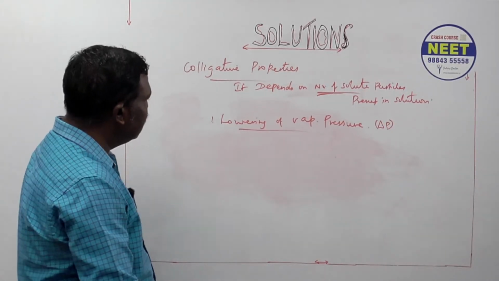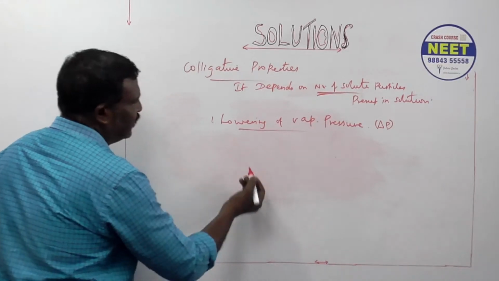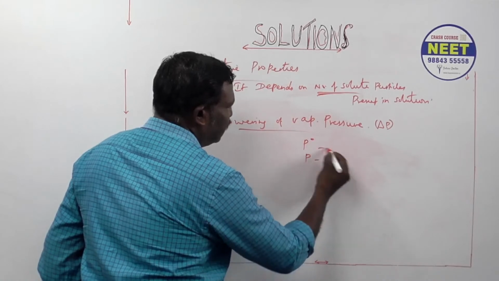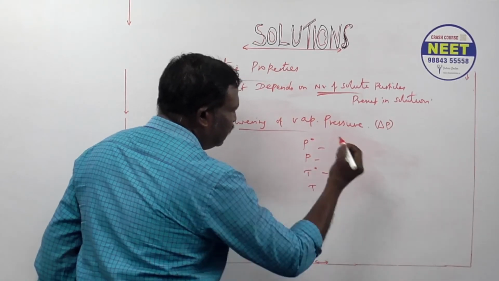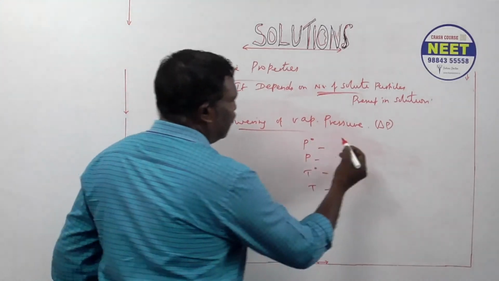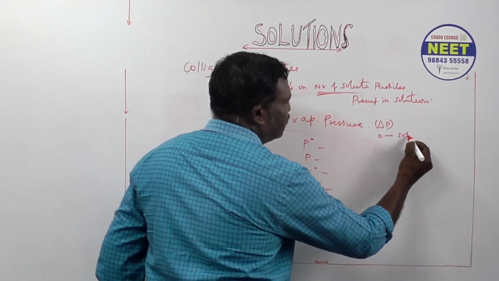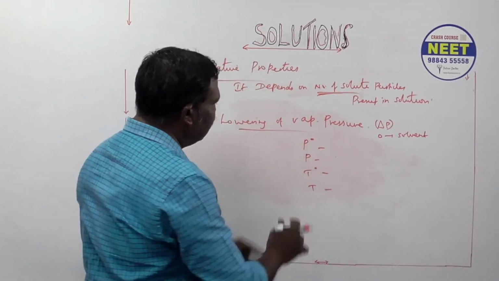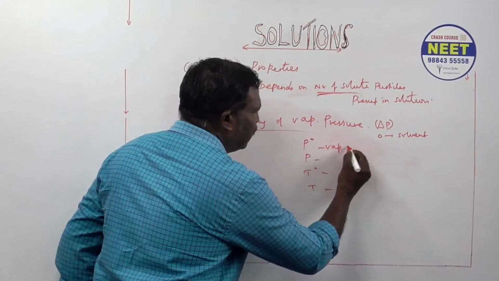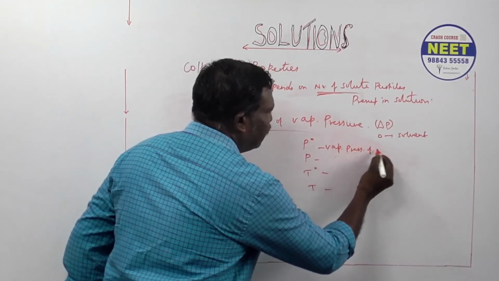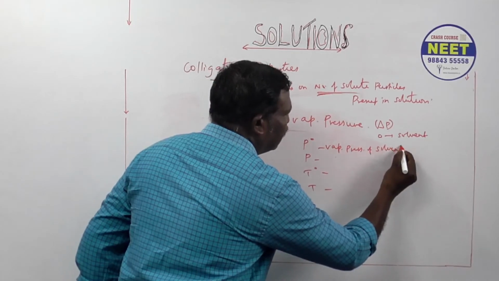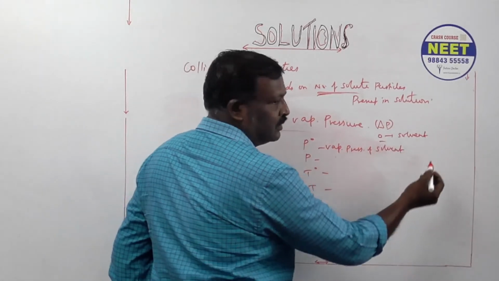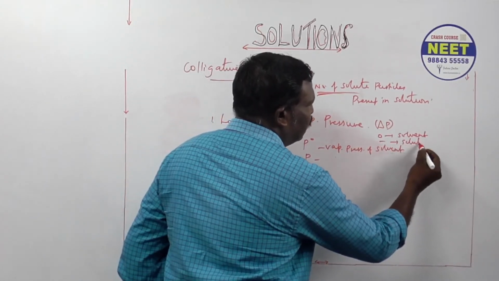Before that, you must know what is P naught, what is P, what is T naught, what is T. Naught represents solvent, just remember. P means vapor pressure. So vapor pressure of what? Solvent. Suppose nothing is there, I simply put like this, this represents solution.